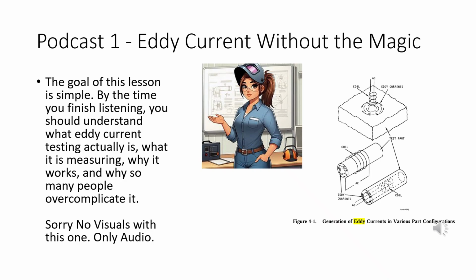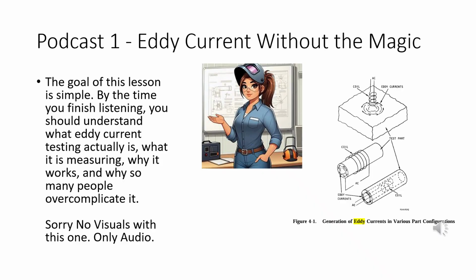The 4 big variables. As we move into later pods, you'll discover almost every ET indication is driven by 4 major variables: conductivity, permeability, geometry, distance between probe and part. That's it. Most signals are some combination of those 4. Understanding those 4 variables is the difference between guessing and actually knowing what you're looking at.